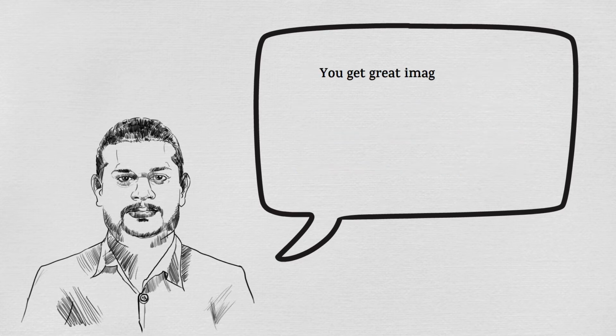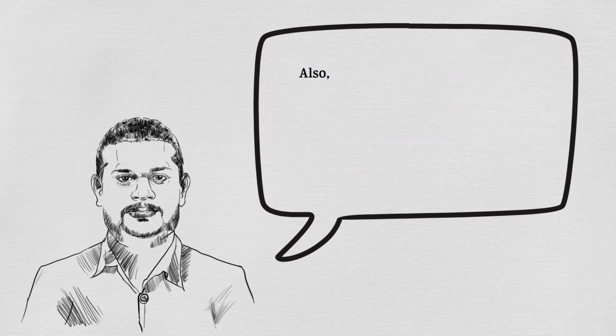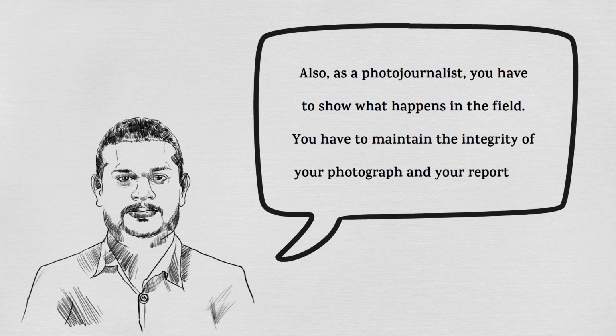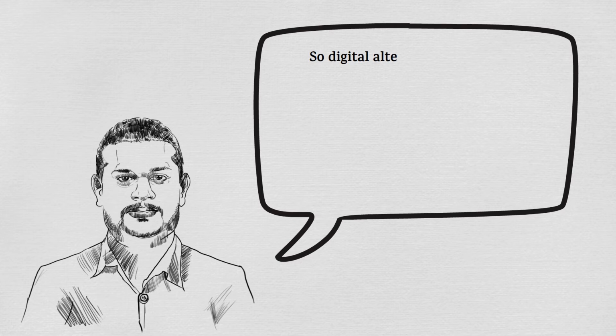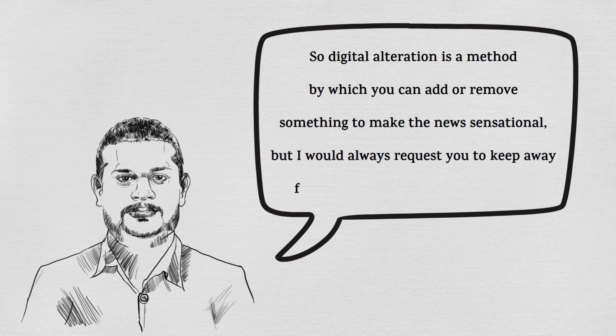You get great images, but what happens is that as a photographer, you start losing the skills and you start becoming more of a digital processing person. Also, as a photojournalist, you have to show what happens in the field. You have to maintain the integrity of your photograph and your reporting. So digital alteration is a method by which you can add or remove something to make the news sensational, but I would always request you to keep away from this. This is just for knowledge.